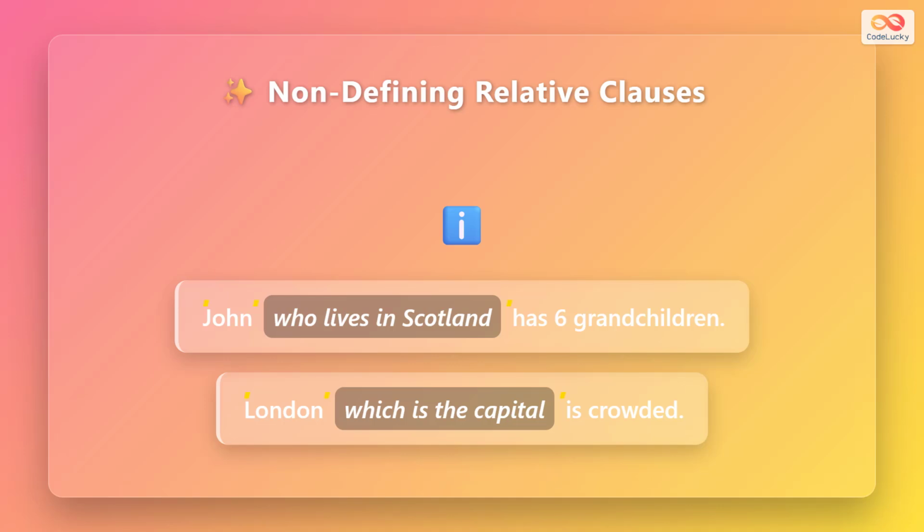Non-defining relative clauses add extra information about a person or thing that is already identified. This information is not essential and could be removed without changing the main meaning. Non-defining clauses always use commas to separate them from the rest of the sentence.